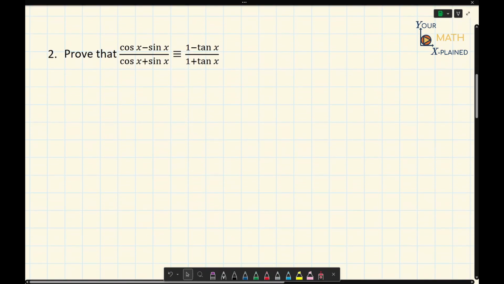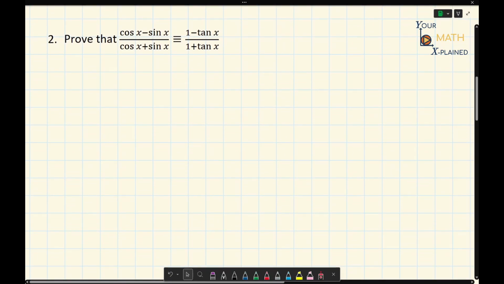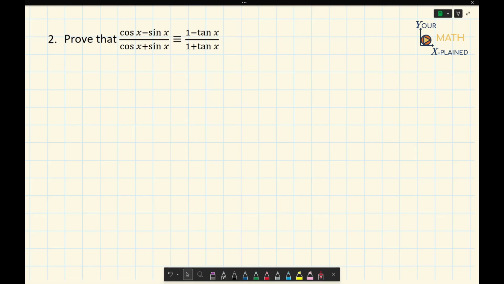Now for our second problem, we have something that looks complicated on the left side and the right side. At first glance, we can see that our numerator and our denominator are conjugates of each other. So we might be tempted to multiply the top and bottom by, say, cos x minus sine x. But that's not going to get us any closer to the right-hand side. But upon closer inspection, we can see that both sides have the same format. We have a fraction on each side, and then we have a term minus a term on top, and a term plus a term on the bottom.